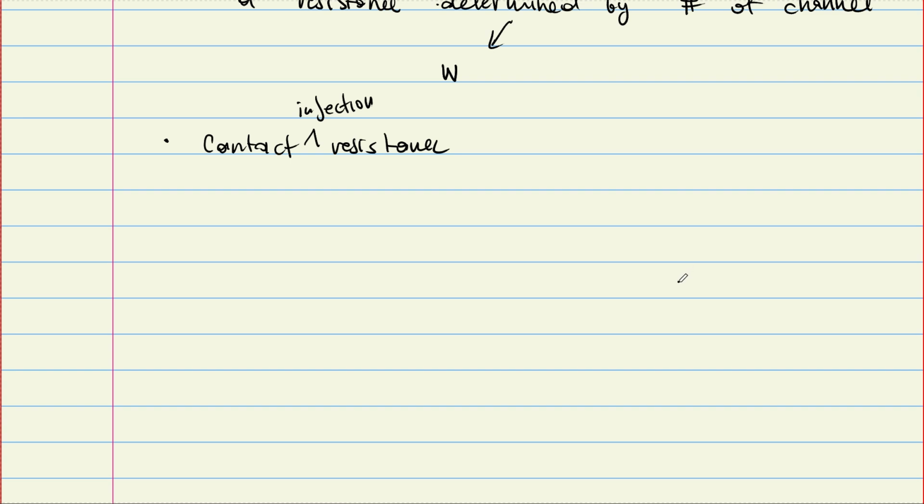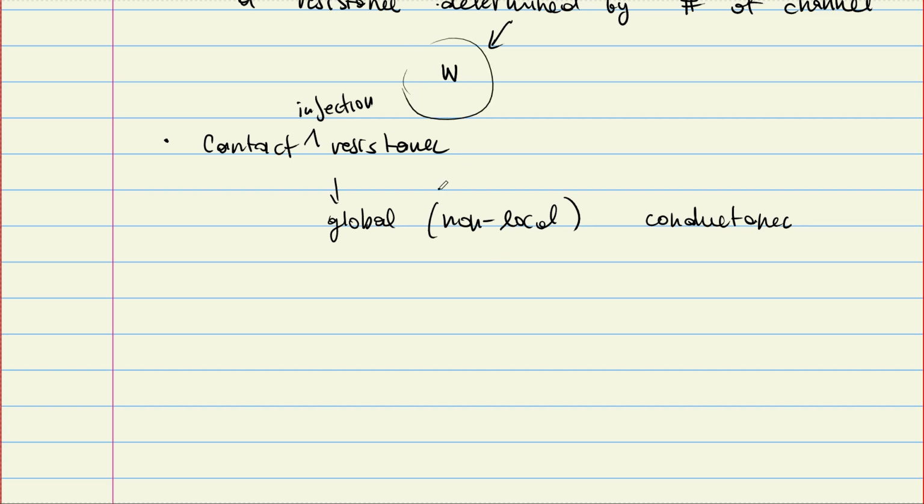And because it doesn't depend on local impurities in the wire, we say that it is global or sometimes non-local conductance, because it doesn't depend on local quantities like impurity, but it depends on global things like the geometry of the wire.